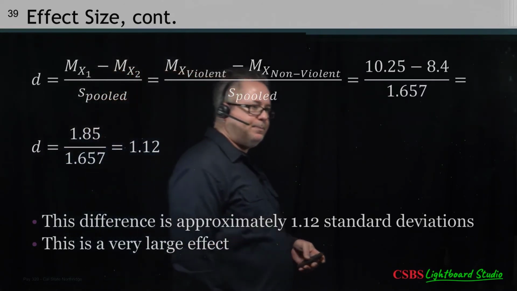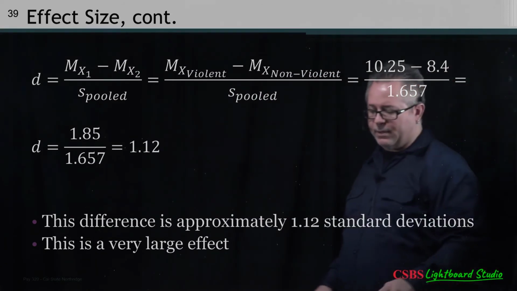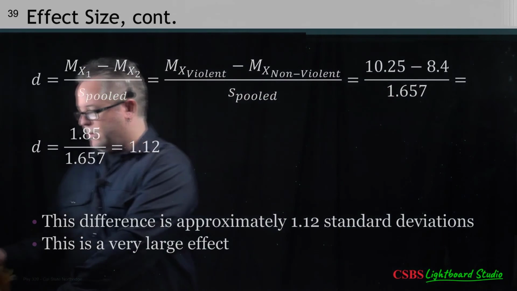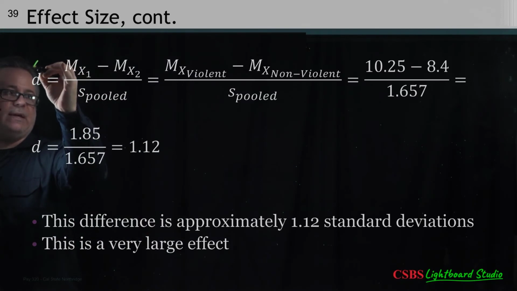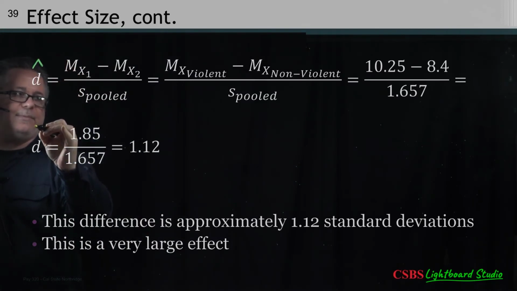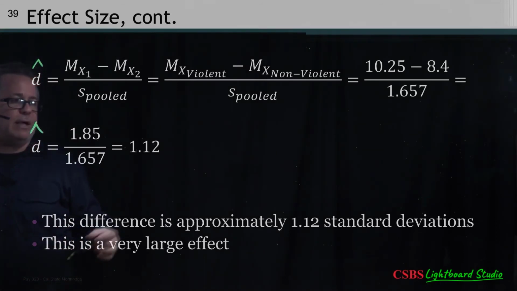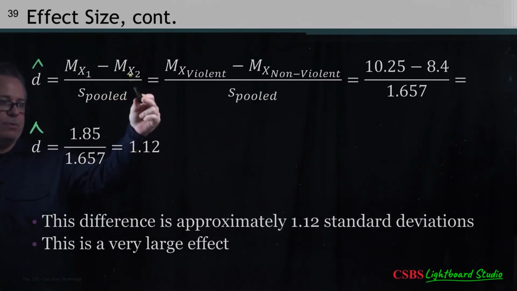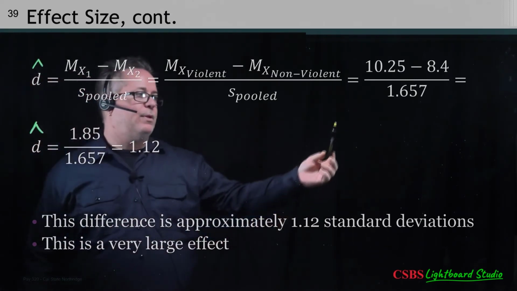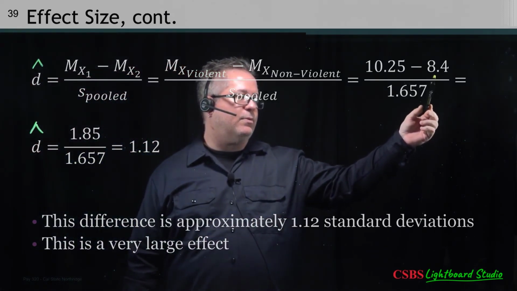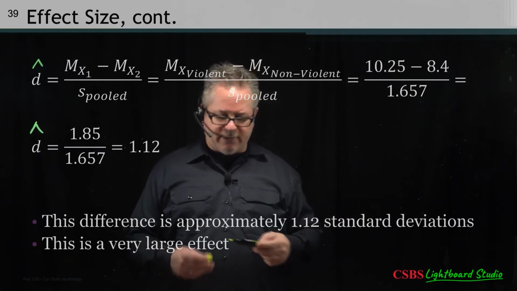All right, so let's look at this. We have that d equals, again, if I'm going to be consistent with what I said before, this really is not Cohen's d, but the measure of d hat, the estimated population effect size, because we're using all sample values. So we have our two means, mean for group 1, mean for group 2. I'm going to subtract them, and we'll divide by that pooled standard deviation. All right, so I got it all plugged in here: 10.25 minus 8.4, we said was 1.85, divided by our pooled standard deviation.